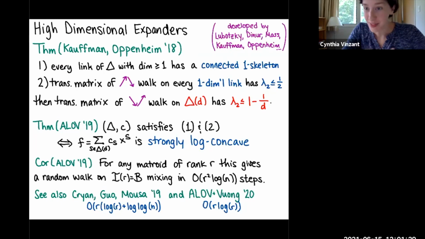So for this specific statement, for polynomials like this, where all of the variables are square free, the only way you can have a strongly log-concave polynomial, or indeed a log-concave polynomial, is if the monomials that show up are the bases of a matroid. And so in that sense, it's really an if and only if.